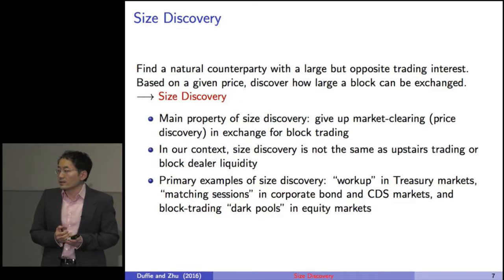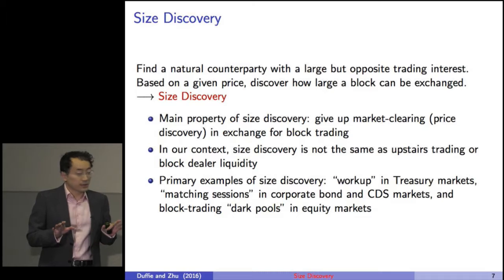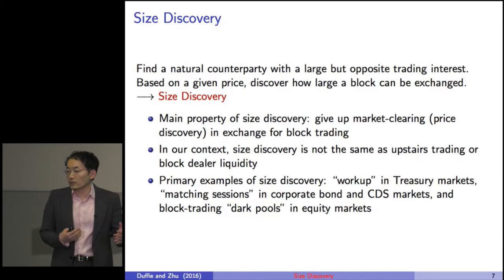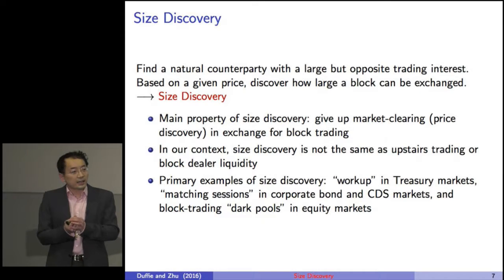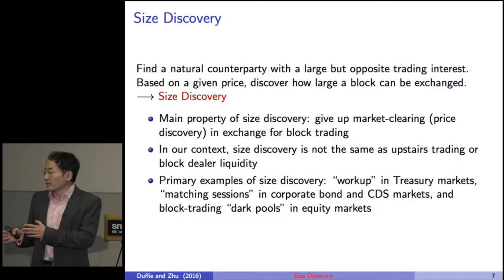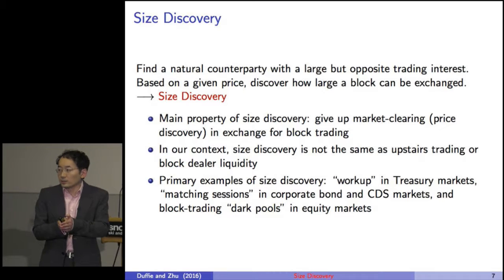Now, here is where size discovery could come in and be helpful. Again, the fundamental idea of size discovery is that we shut down price discovery for a moment. Forget about market clearing. Instead, we can try to get block trading by trading at a fixed price. The idea is that if the allocation inefficiency is due to the strategic avoidance of price impact, then by fixing the price, nobody would worry about pushing the price around anymore, right?